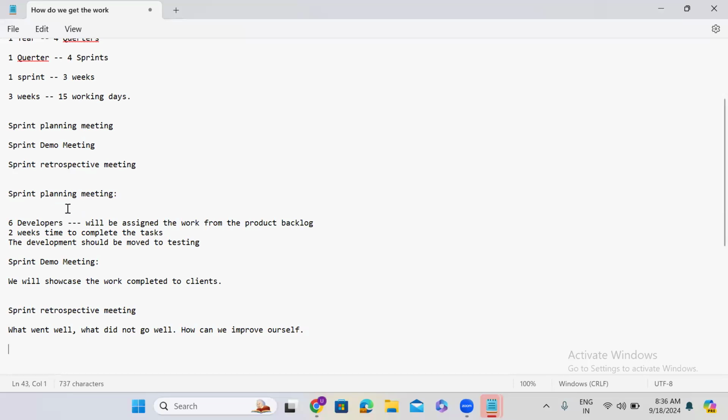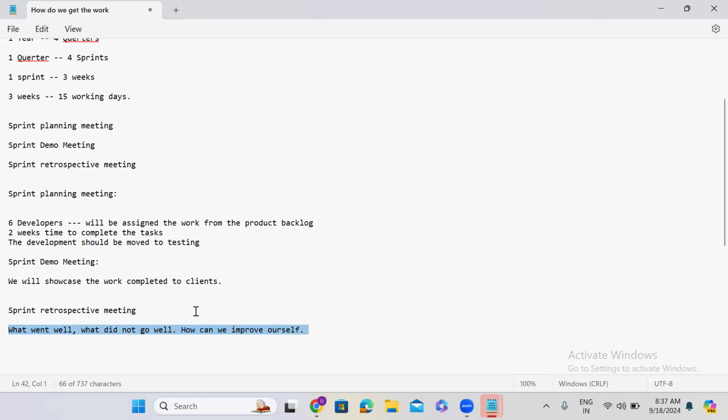So in the sprint planning meeting, developers will be assigned work and told that within 2 weeks you have to complete the development. In the third week you have to get it tested. Then there will be a sprint demo meeting where you showcase all your work to the clients. And there will be a sprint retrospective meeting, where you discuss what went well, what did not go well, and how we can improve ourselves.